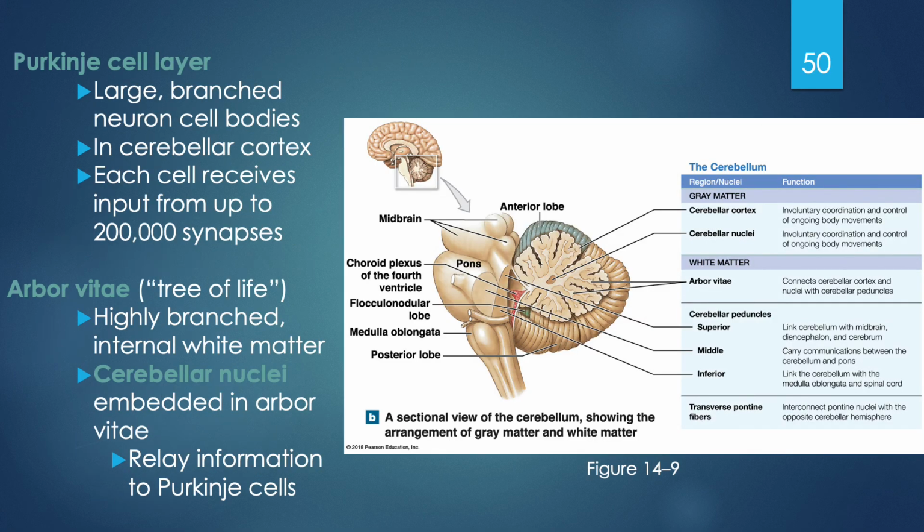On cross-section, the cerebellum is beautiful. I mean, it truly is. It's got this amazing cut surface that looks like you're looking at a tree, which is why we call it the tree of life. So we have the Purkinje cell layer, and this is composed of large branched neuron cell bodies in the cerebellar cortex. And each of the cells here is going to receive input from up to 200,000 synapses. I mean, think of that. This is incredible. There's an amazing amount of processing that occurs here. The arbor vitae, again, the tree of life, is our highly branched internal white matter. Remember, the white matter is carrying all of our axons. And so the cerebellar nuclei are going to be those locations where we have the cell bodies, and they're embedded within the arbor vitae, and they will relay information to the Purkinje cells out at the cortex.